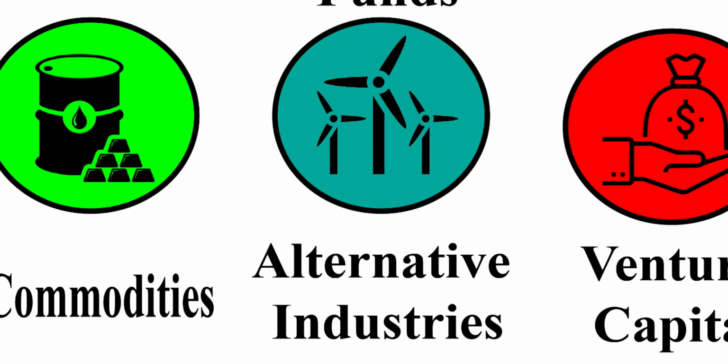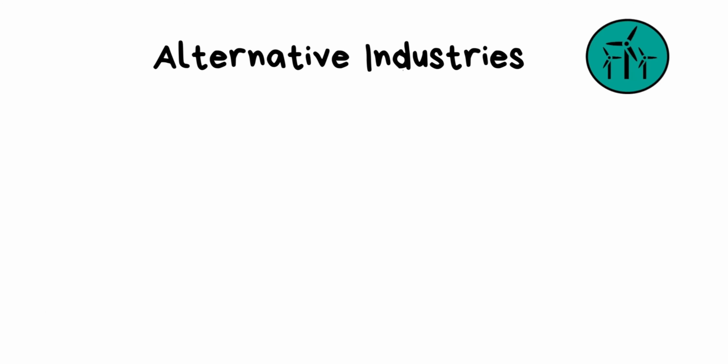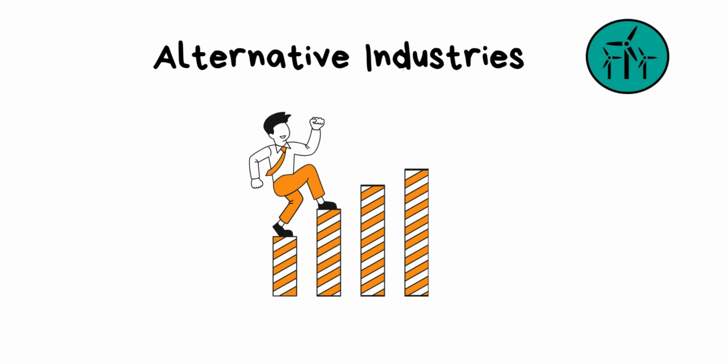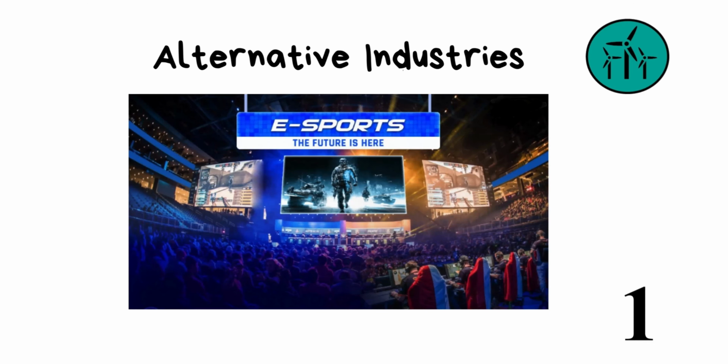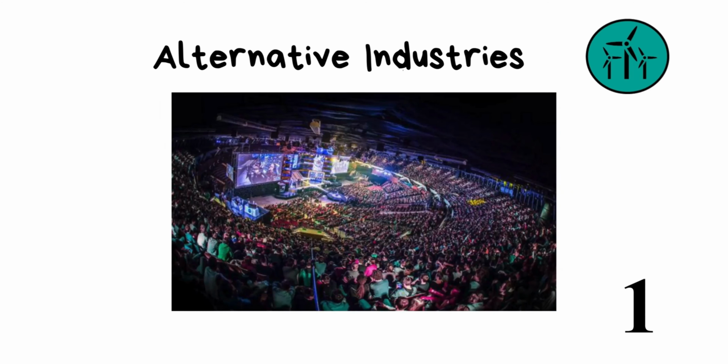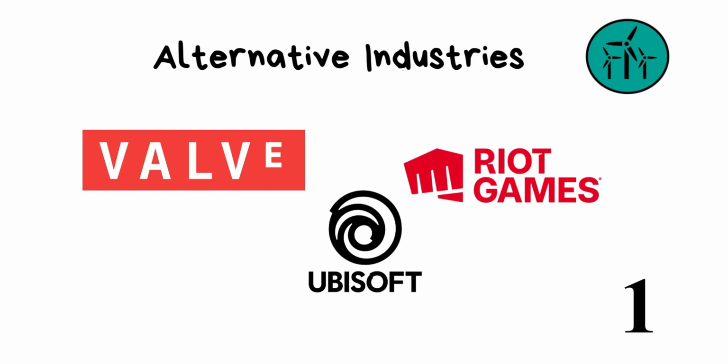Alternative industries represent emerging sectors with high growth potential due to innovation. Some examples are esports and gaming, where international tournaments already exist, and massive audiences and billion-dollar companies make gaming one of the most profitable industries.